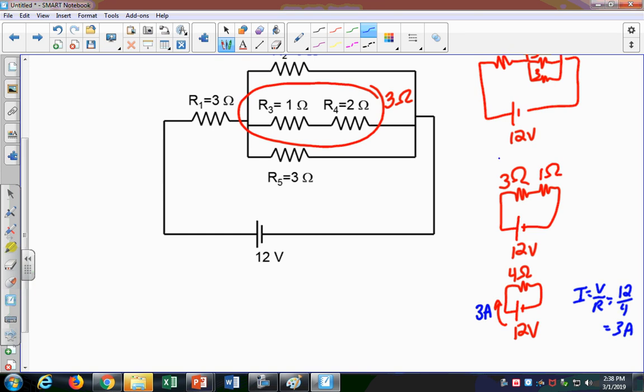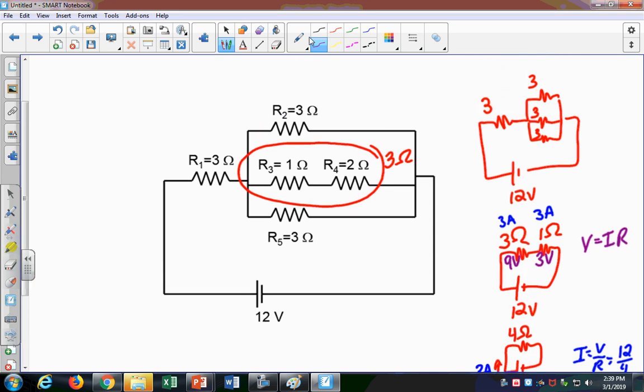Now, because these are in series, I know they both have the same current, which is 3 amps. And I can figure out the voltage, because V is equal to IR. The voltage is 9 volts and 3 volts. 9 plus 3 equals 12. Then I can step back here and say, well, this is 9 volts. That's the same as what I had down here. And because these 3 ohm resistors are in parallel, I know they each have 3 volts across them.